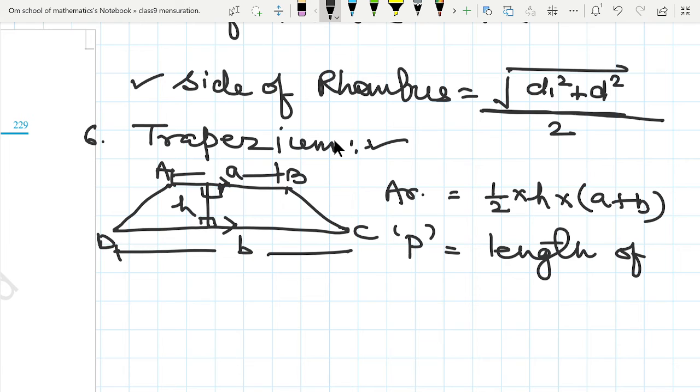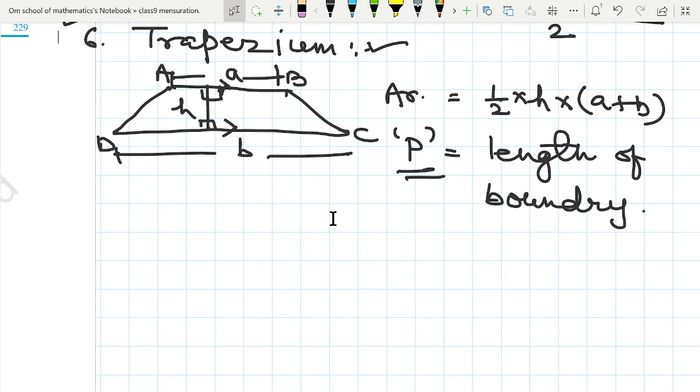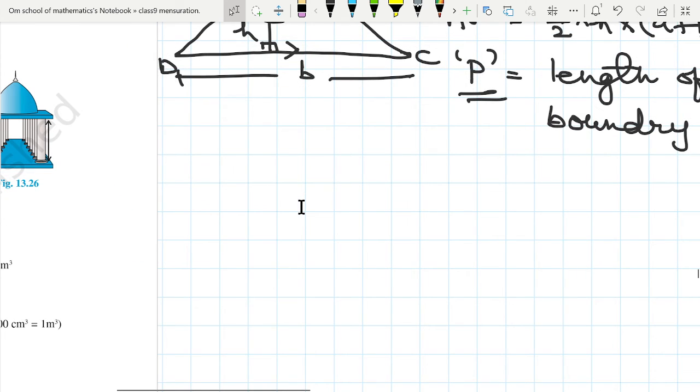Isosceles trapezium is also an example, but the formula will remain the same for that also, because trapezium is a superset of isosceles trapezium. Superset means all forms of trapezium belong in trapezium. Clear? Now we are talking about some 3D figures.